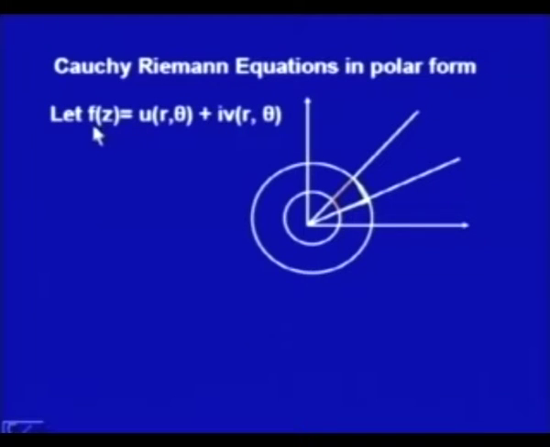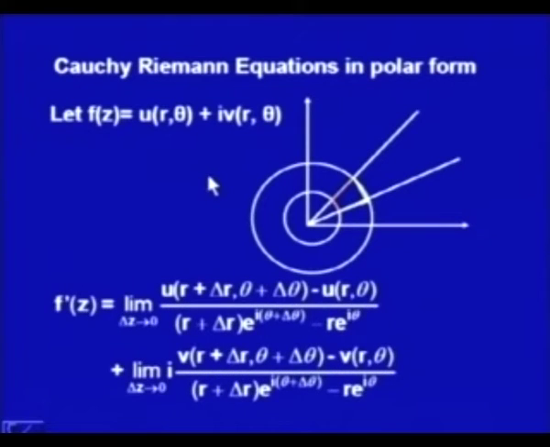So, let us consider f(z) = u(r,θ) + i v(r,θ), and then I write f'(z) = [u(r+Δr, θ+Δθ) − u(r,θ)] / Δz, where Δz is nothing but (r+Δr)e^{i(θ+Δθ)} − r e^{iθ}. Similarly, I write down the second component and then I take the limit along two different paths.